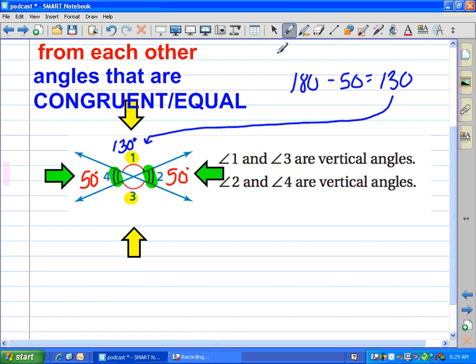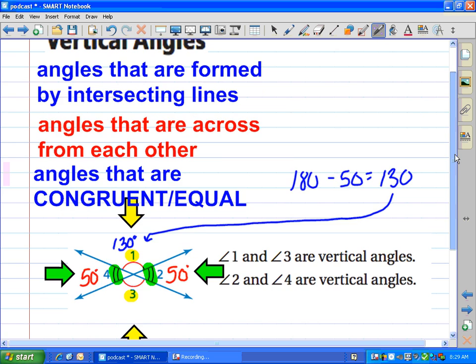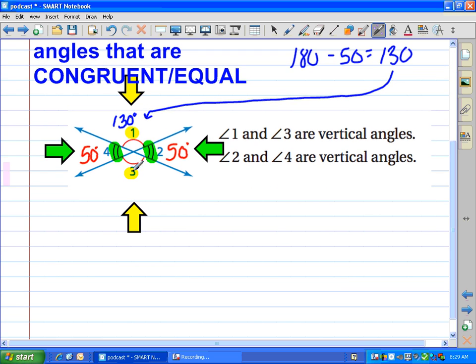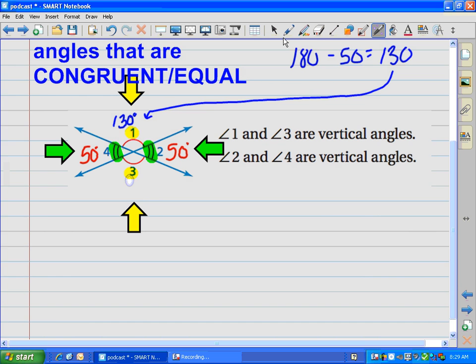By definition, you should be able to say, Mr. Phillips, these are intersecting lines. Intersecting lines form vertical angles. Nice vocabulary word. Vertical angles are across from each other, and vertical angles are congruent to each other. So, Mr. Phillips, angle 1 and angle 3 are across from each other. They have to be congruent, equal to each other. So if angle 1 is 130, angle 3 has to be 130 also.